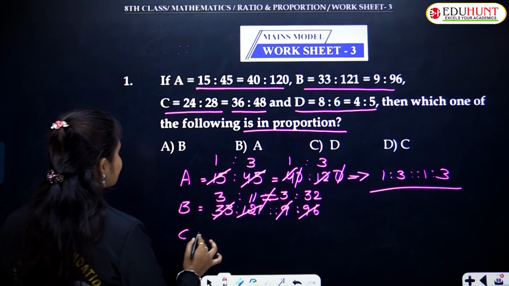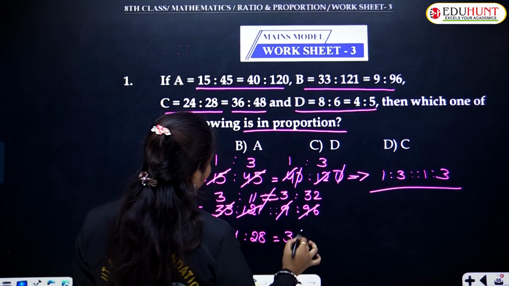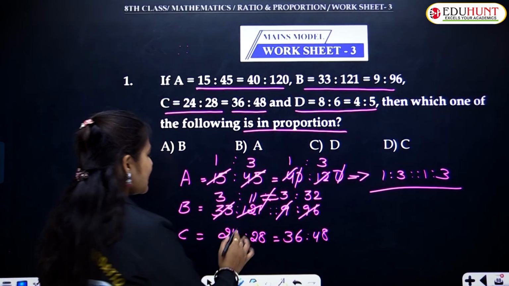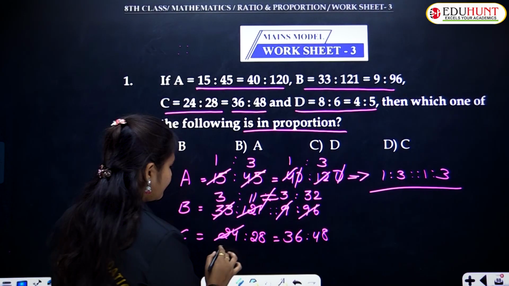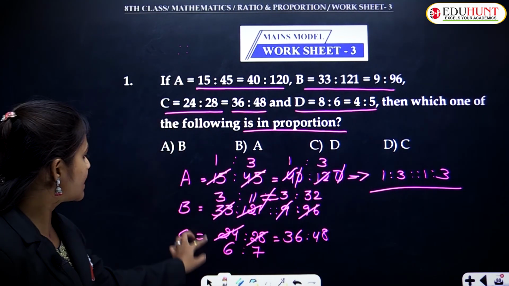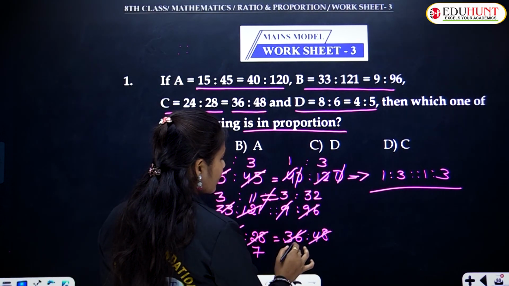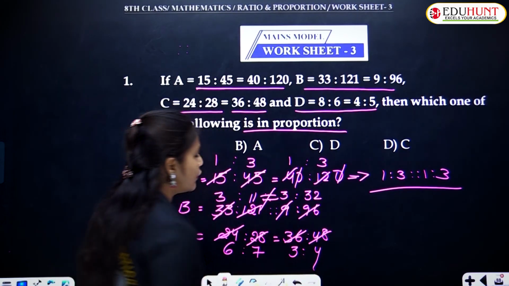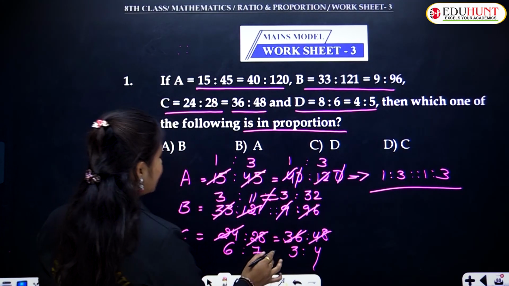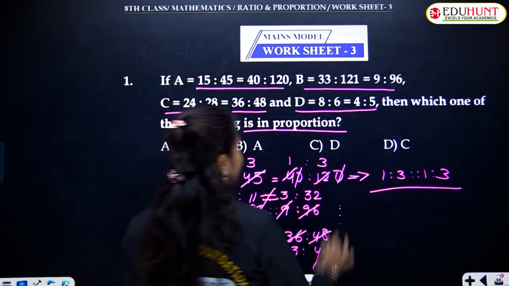Yes. So come to that. C. C is equal to 24 is to 28, which is equal to 36 is to 48. So here the cancellations, say by 4. 4 sixes are 24, 4 sevens are 28. Cancel by 4. And come to this one, here it cancels by 12. So 12 threes are 36, 12 fours are 48. So here 6 is to 7 is not equal to 3 is to 4. Yes or no? Yes.